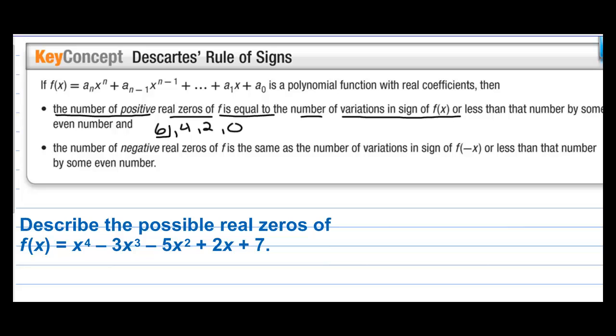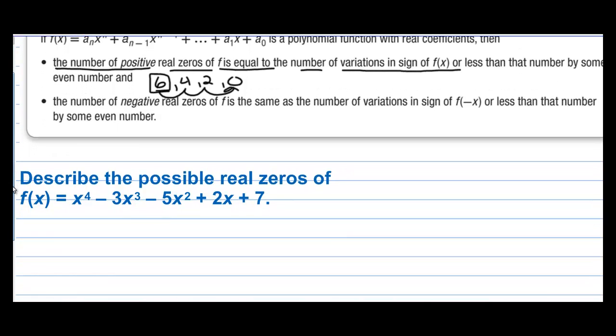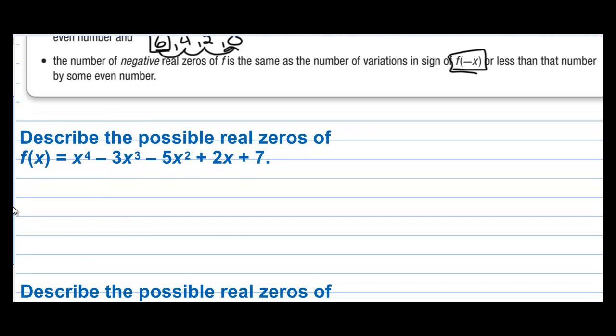You take the number of sign changes and then you drop that down by 2 until you would hit 0 or a negative value. You can't have negative 5 positive real zeros. With negative, you have to plug in negative x and then count the sign changes. So let's describe the possible real zeros of this function right here in terms of being positive or negative.